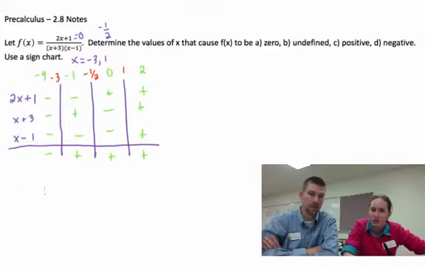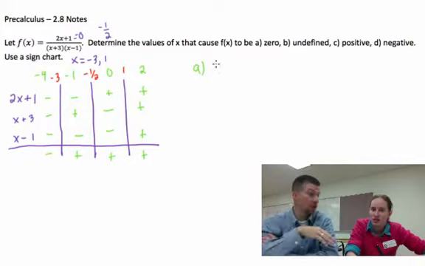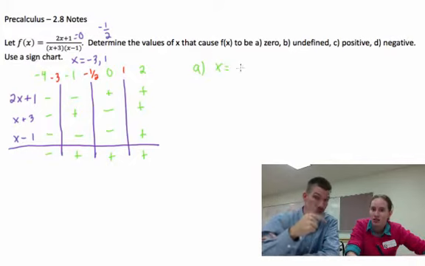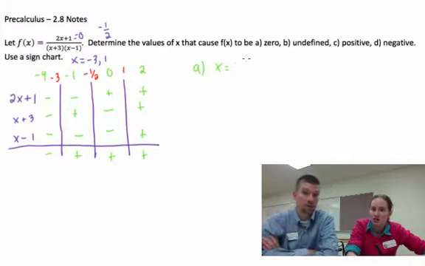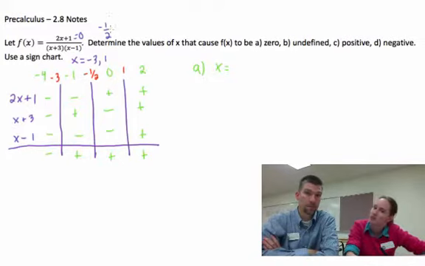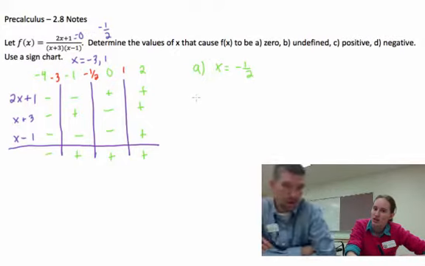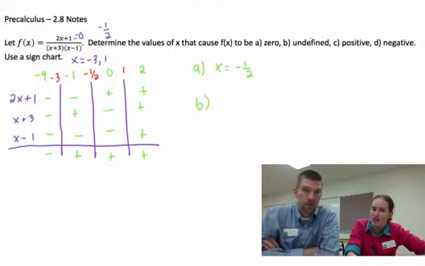Okay. So we are trying to find here A, B, C, and D. A, where is our graph 0? Which is different than undefined, which Mrs. Stevenson was just talking about a second ago. Where x is 0, I mean, where our x-intercepts are, where we get our zeros from. Where do we cross the x-axis? That's -1/2. Okay, and then B, where is it undefined? Well, that's where our vertical asymptotes will be, on the bottom. -3 and 1.